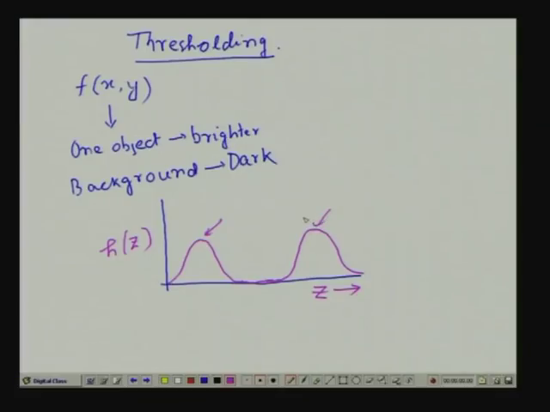So, for such a bimodal histogram, you find that there are two peaks, one peak here and the other peak here, and these two modes or peaks are separated by a deep valley. So, this is the valley and this is one peak and this is the other peak. As we have assumed that our object is bright and the background is dark, all these pixels grouped in the lower intensity region belong to the background, and the other group of pixels belong to the object.